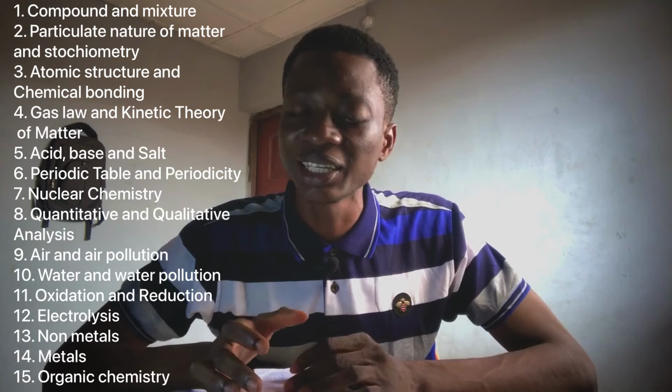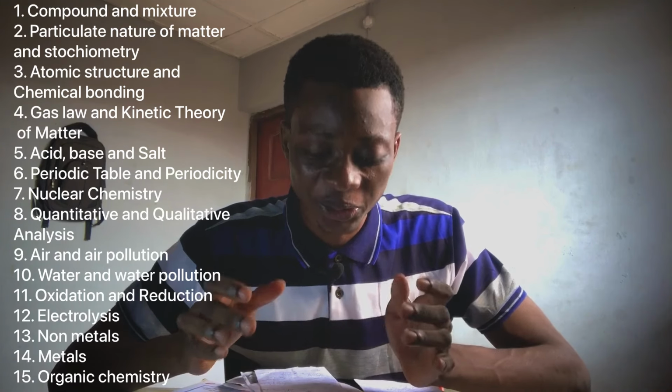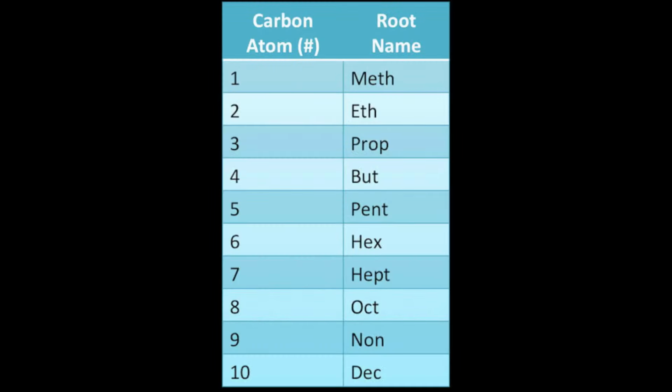Lastly, organic chemistry. Organic chemistry also is one topic that is not meant to be a single topic, but it is what it is. In organic chemistry, learn hydrocarbons. You should also learn the prefixes, what they represent, 1 to 10, so you'll be able to name compounds by yourself. You should also learn the IUPAC nomenclature of organic compounds. You should also know general things like what a functional group is, what an alkyl group is, what a homologous series is.